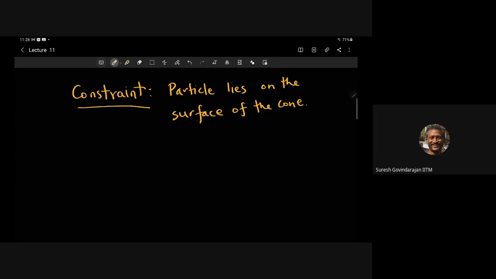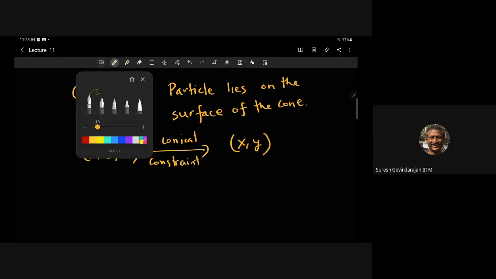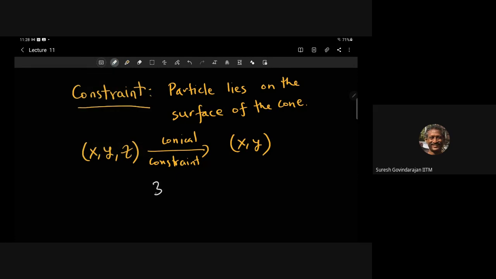So what is happening here is you would have started with x, y, and z, but then we impose this conical constraint, and we get 2 degrees of freedom, say x, y. So the actual degrees of freedom is 3 minus 1. This is from the constraint. So simple constraints which let you just reduce the degrees of freedom are nice ones.